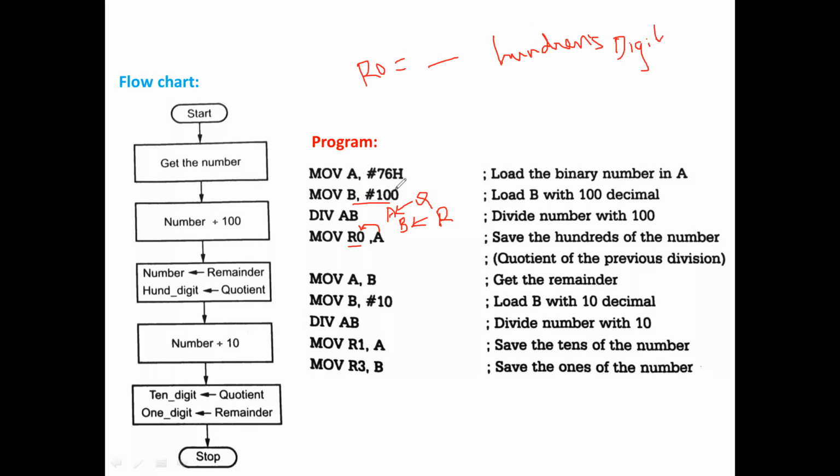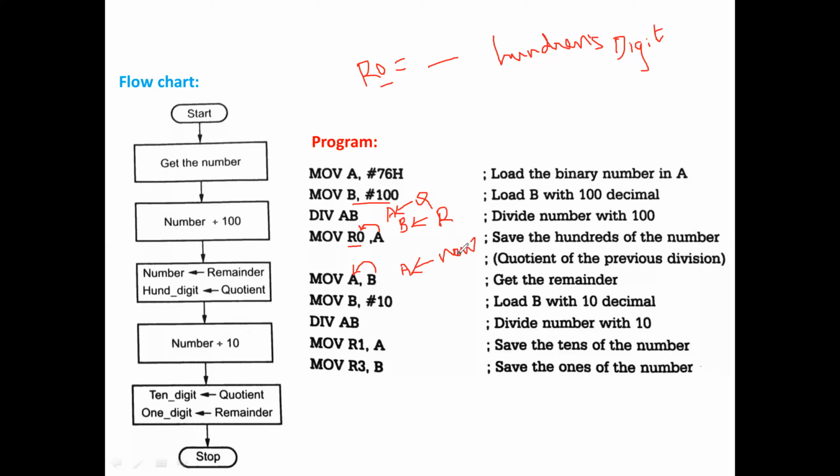Right. So now R0 has that 100 value. Now the remainder, which is held by the B register, I am going to push into the A register. Now the accumulator holds a new value.